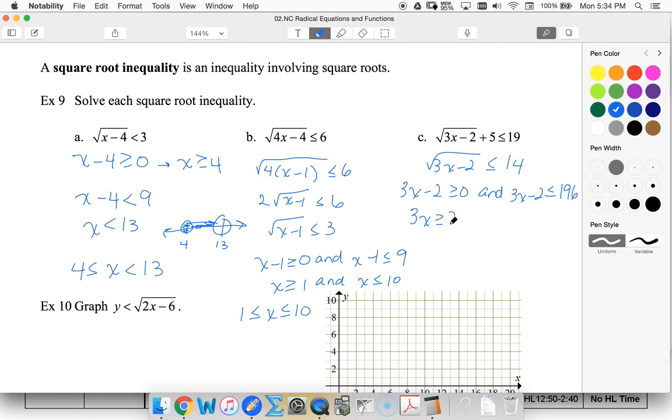3x greater than or equal to 2, x greater than or equal to 2/3. Move the 2 to the other side, 3x less than or equal to 198. X less than or equal to 198 over 3. Let's think about whether that goes in. That would be 6, goes in 18, so less than or equal to 66. So putting these two together, 2/3 less than or equal to x less than or equal to 66 is my final solution for 9C.